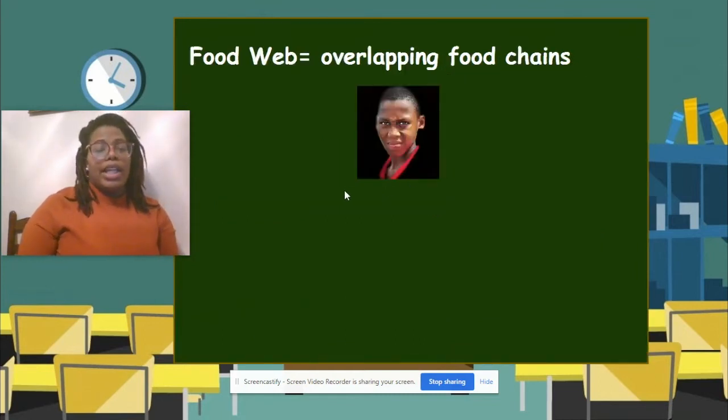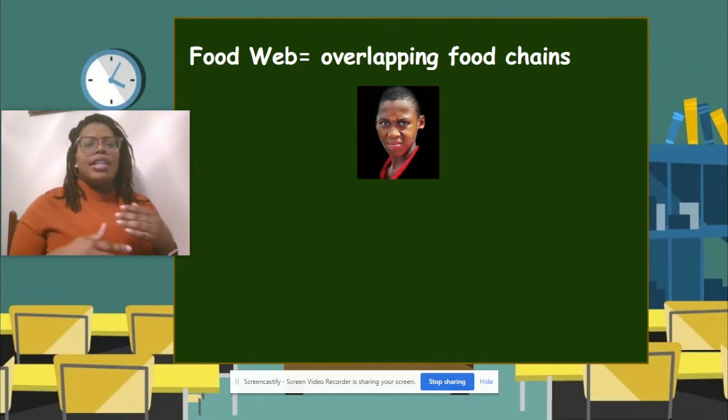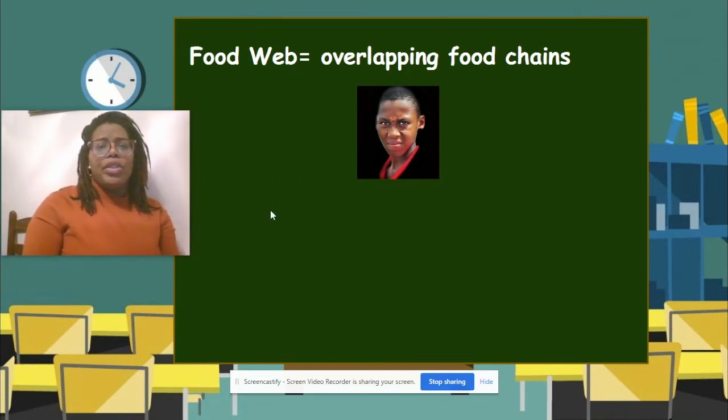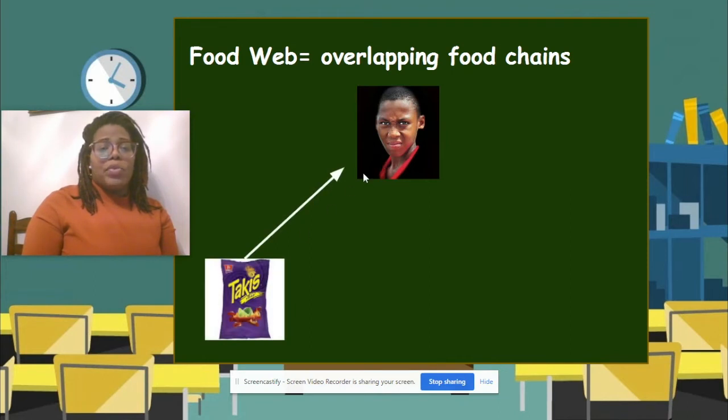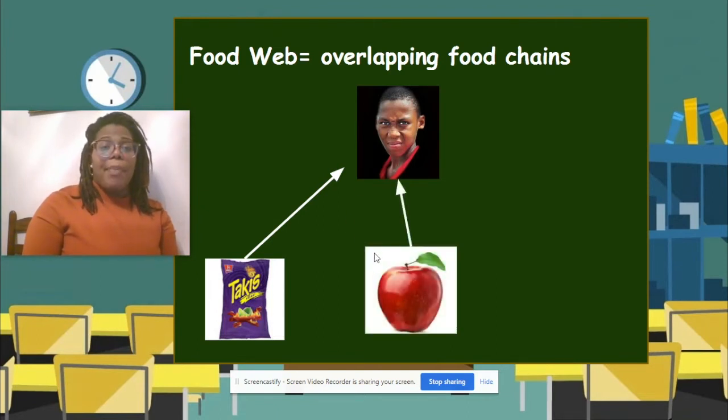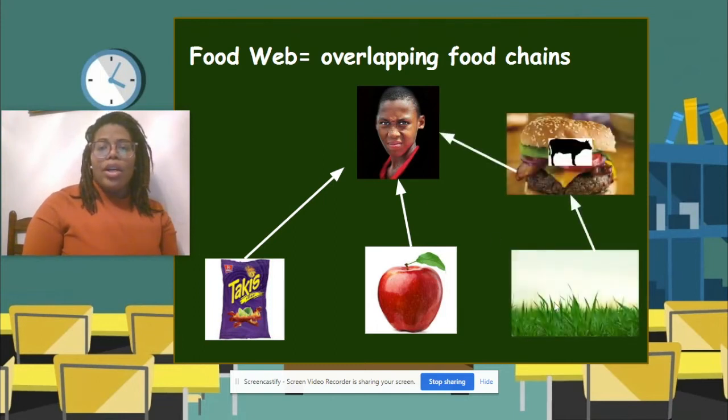You can also look at overlapping food chains because, as we said in the last slide, sometimes we eat lots of different things. So, as a human, as a consumer, in one situation, we might get our energy from the Takis or the corn, and it goes from the corn to the human. We also might choose to eat an apple, and the energy will go from the apple to the human. Or we might eat that cheeseburger that came from the cow, and the energy will have to flow from the grass to the cow and then to the human.